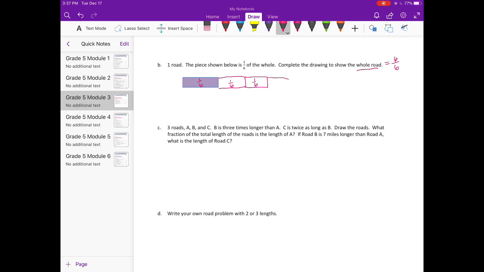So there's 3/6, 4/6, 5/6, 6/6. So that would be the whole road.